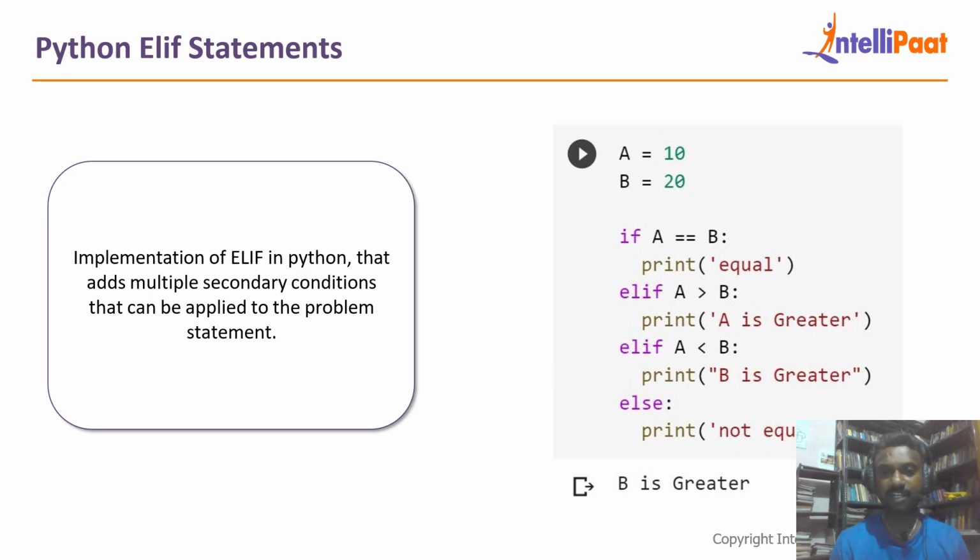Here see this program. If a is greater than b, then print a is greater. If a is less than b, then b is greater. Else not equal. So in this example, we know that the value of a is 10 and the value of b is 20. If we run this program, we get the output b is greater.